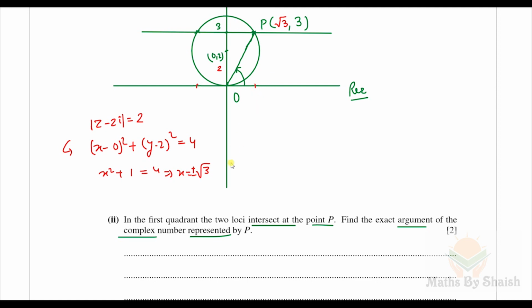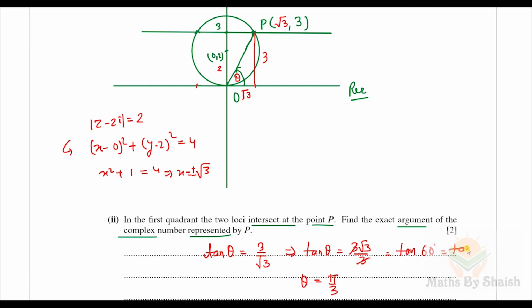So once we got root 3, it means this is root 3 and this is 3. In order to get this angle, we will use tan theta is equal to 3 by root 3, or multiplying and dividing by root 3, it is going to be 3 root 3 upon 3. So these two got cancelled, and we know that in the first quadrant this is true for 60 degrees or pi by 3. So it means theta, the argument, is pi by 3.